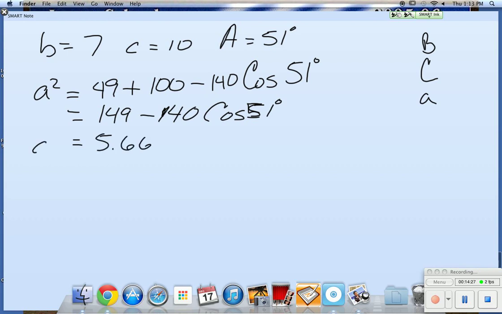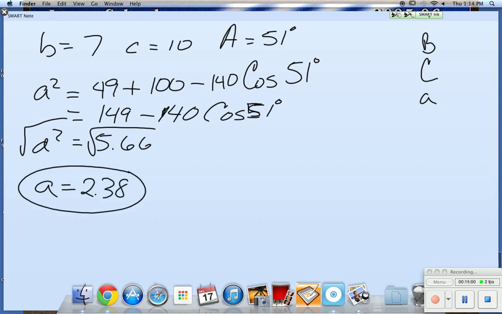All right, we have A squared equaling 5.66. Let's take the square root of both these. So square root 5.66. Do we need to put plus or minus on this? No, because can we have a negative? No. So we're only using the plus. A is going to equal what? 2 point what? Take square root of that. 2.38. That's our A.